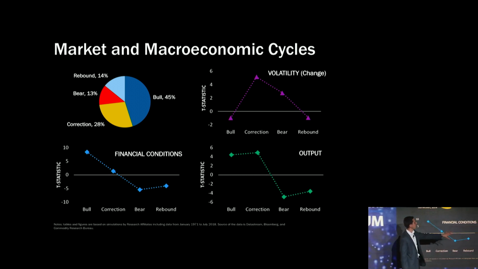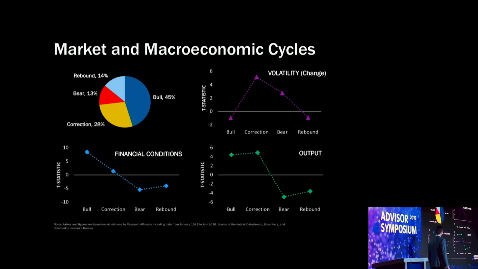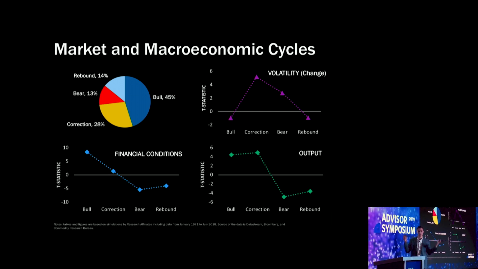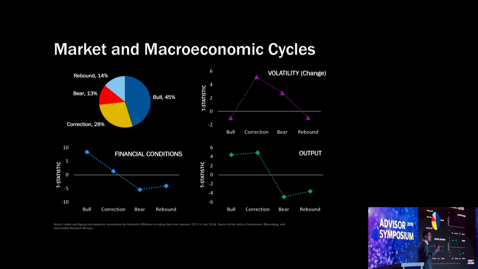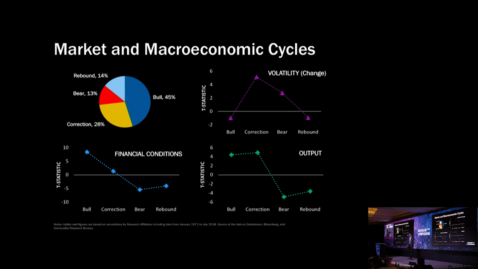Same thing, lastly, with output. What we are seeing here is that, again, output is above its potential level during bulls and corrections, and the economy tends to be a little bit slow to pick up things, so you're actually still riding very strong on the real side when you're in a correction. And finally, bears and rebounds, output drops dramatically. So check. This definition lines up well with all the macroeconomic variables.